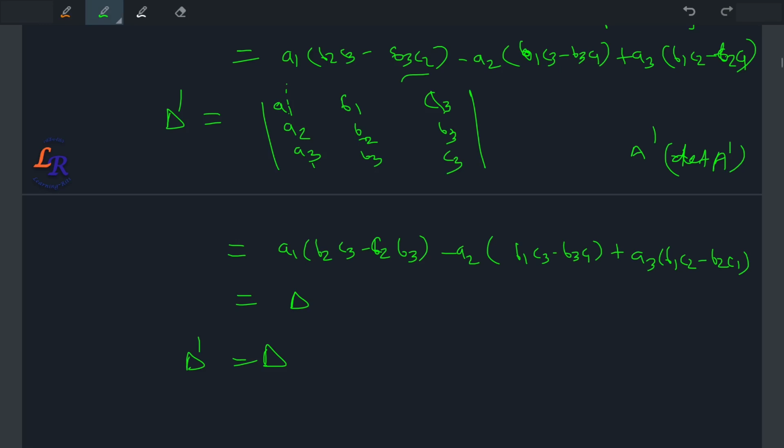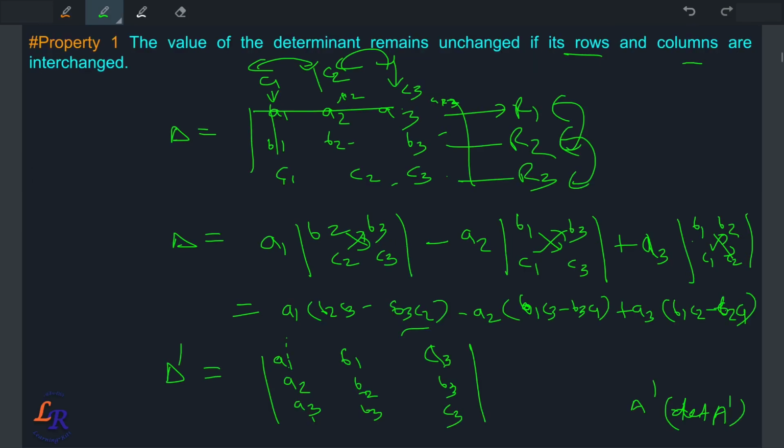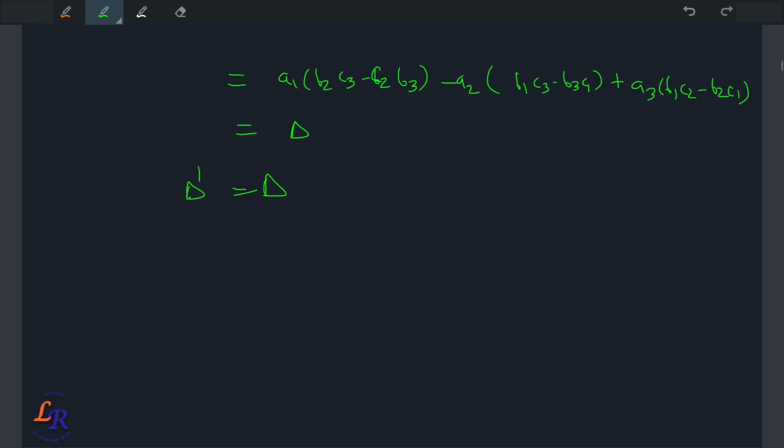So as stated with this property, if for a given matrix you take its transpose and take the determinant, the value will be the same, right? Obviously, if there is a matrix and its determinant, and we just interchange rows and columns, the value should not change. So this is one important property related to that.